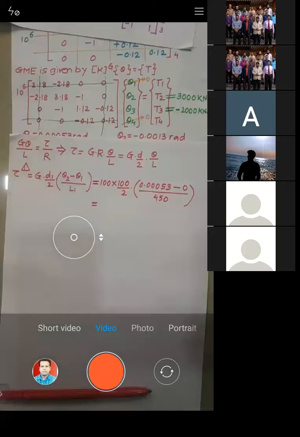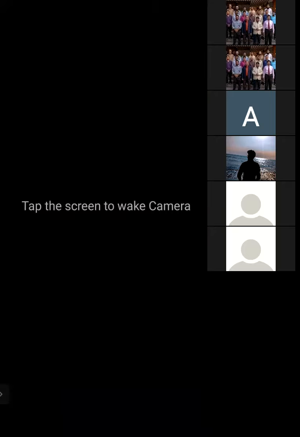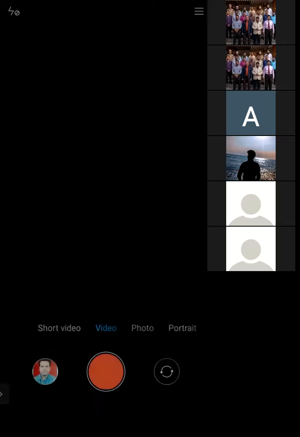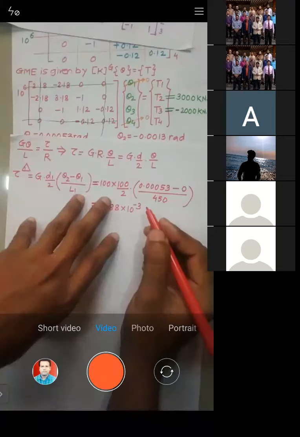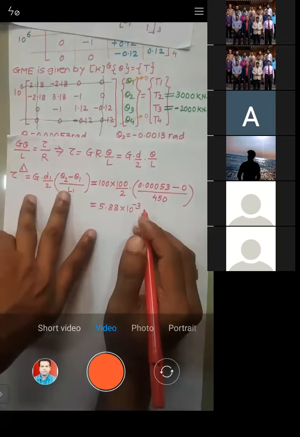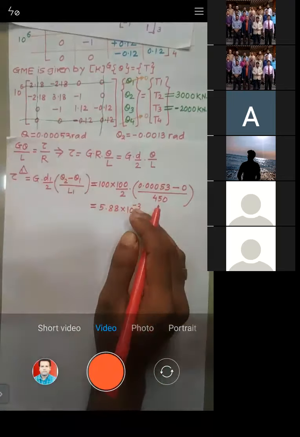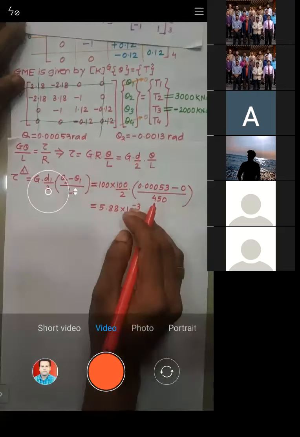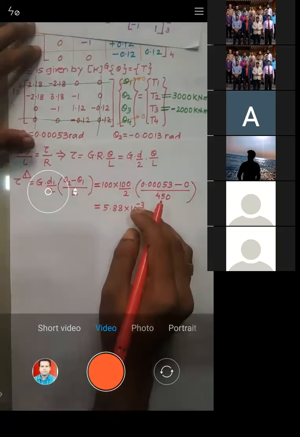5.88 into 10⁻³. How much? 5.88 into 10 raised to minus 3. Can you tell me what is the unit? Kilonewton per mm. Kilonewton into mm. Can you repeat?